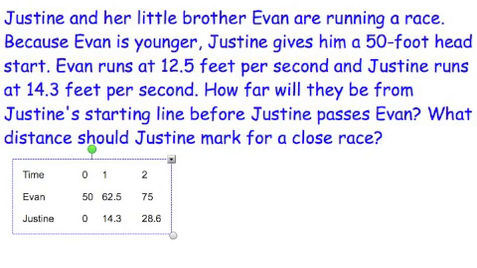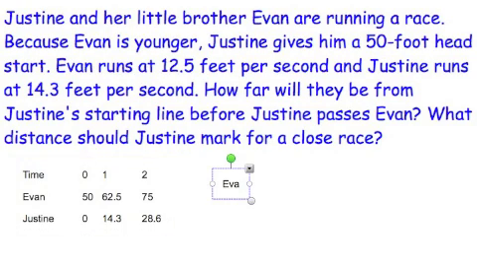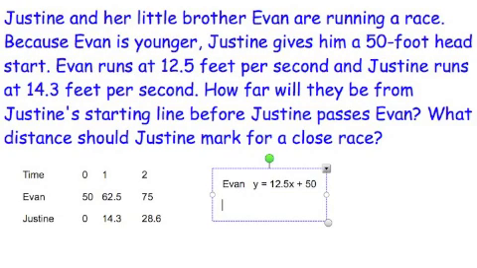Now, I notice there is a relationship between time and Evan's distance, and time and Justine's distance. So here are my two equations. The first one is for Evan. The equation for Evan is going to be y equals 12.5x plus 50. The 12.5 is because Evan runs at 12.5 feet per second, and the plus 50 because Justine gave him a 50-foot head start.